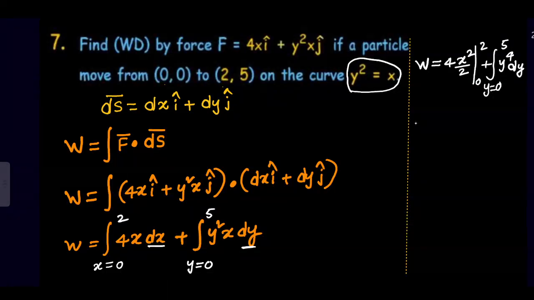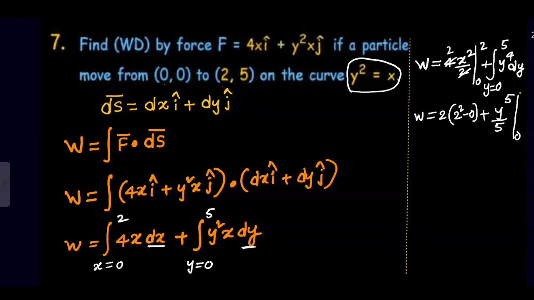Now the integration here: the 2 will get cancelled, so this is 2 into, substituting the limits, 2 square minus 0, plus the integration of y power 4, which is y power 5 by 5, since 4 plus 1 is 5, with limits 0 to 5.